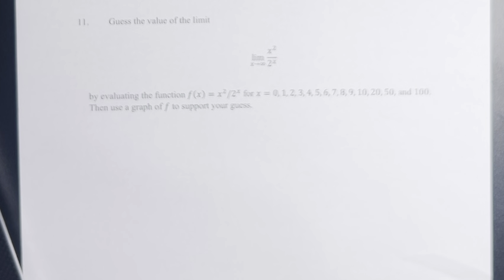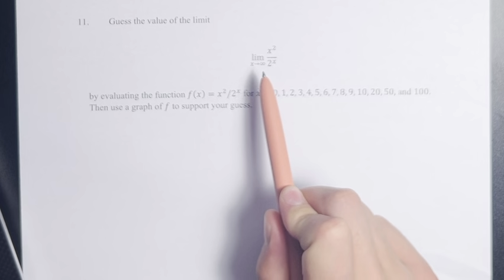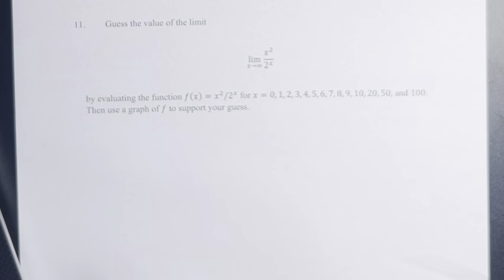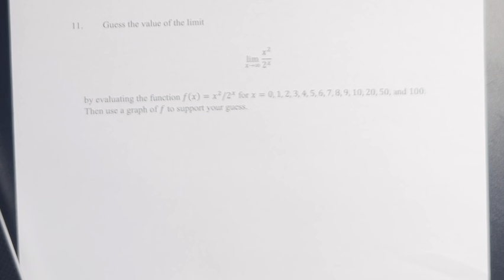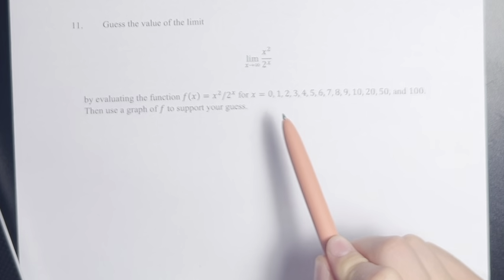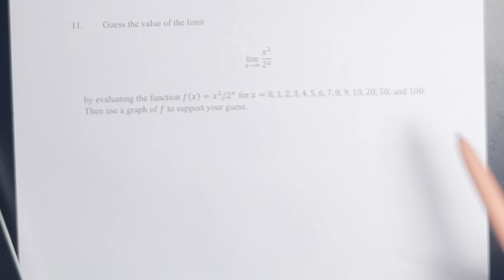In this problem, we're told to guess the value of the limit, where we have the limit as x approaches infinity of x squared over 2 to the x, by evaluating the function f of x is equal to x squared over 2 to the x, for x is equal to 0, 1, 2, 3, 4, 5, and so on for all of these values. We're then going to use a graph of f to support the guess.